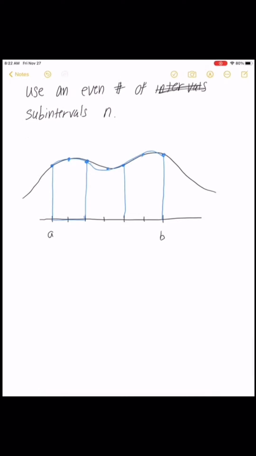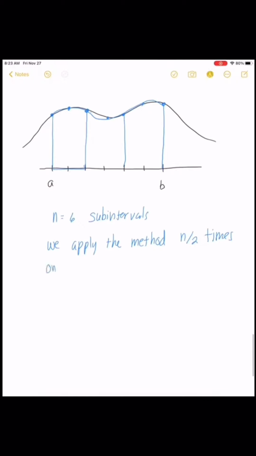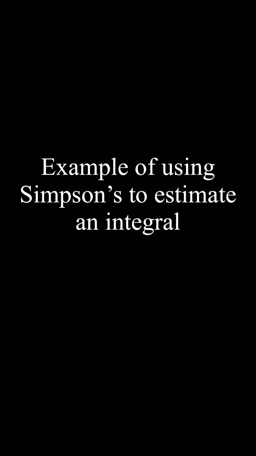So anyway, n equals 6 subintervals. We apply the method n over 2 times on pairs of intervals, because to uniquely define a parabola, we need pairs of intervals.